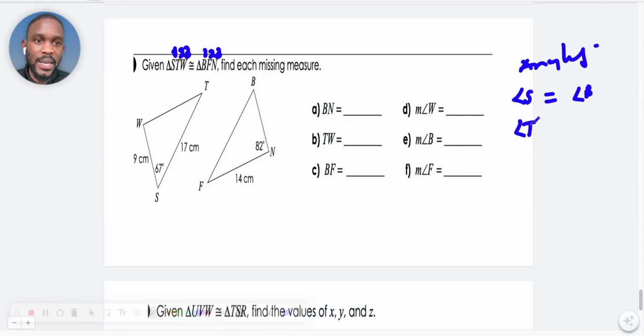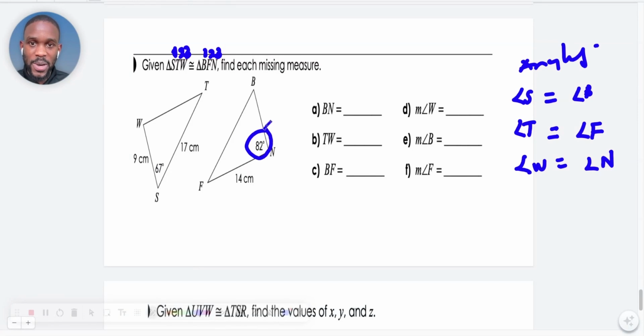So angle T is equal to angle F. Why? Because corresponding parts of congruent triangles are congruent. And then angle W is equal to angle N. They're asking me, what is the measure of angle W? I know the measure of angle W from my statement has to be equal to the measure of N. Do we have N? There we go. So N and W have to be the same, meaning if N is 82, W has to be 82 degrees.